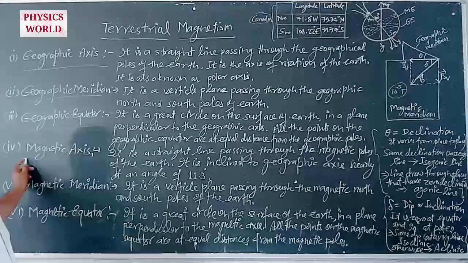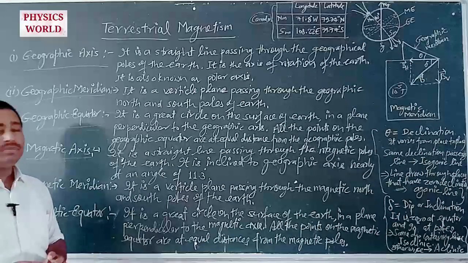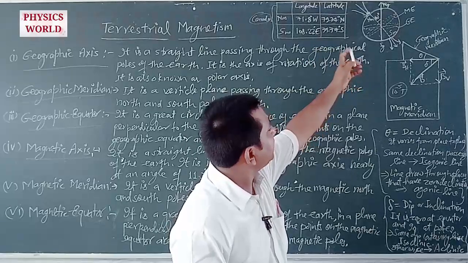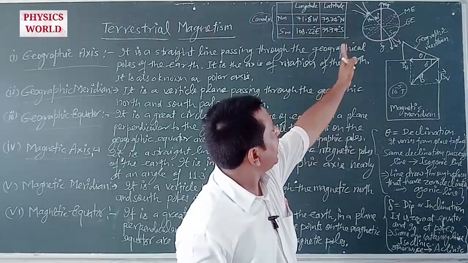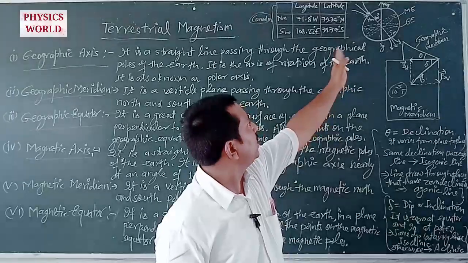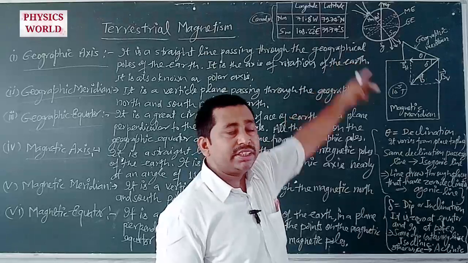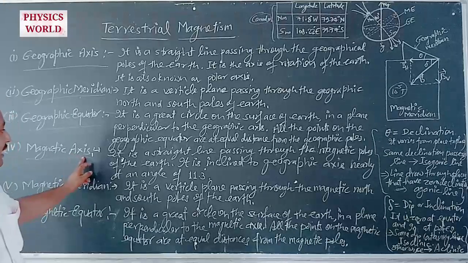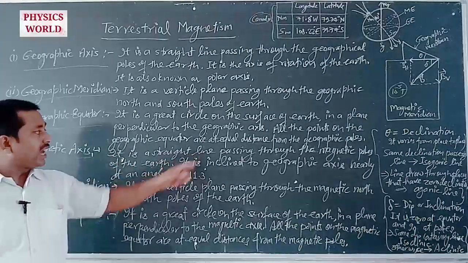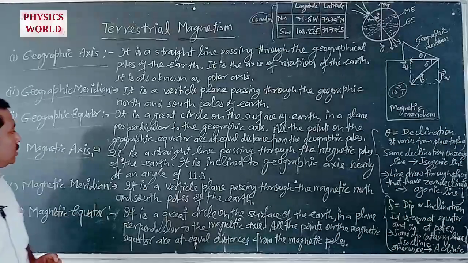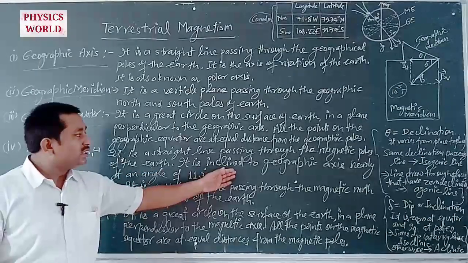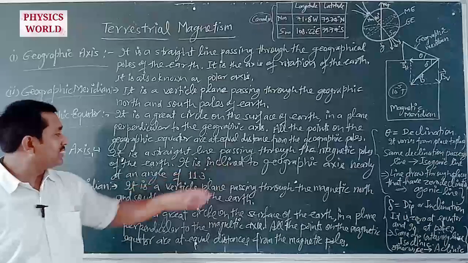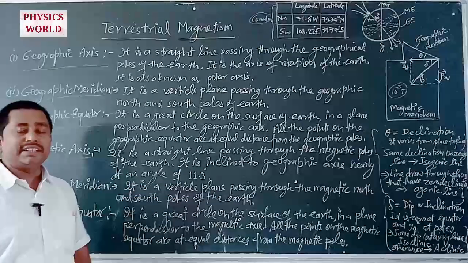Now come to the fourth concept, that is the magnetic axis. You are seeing that the magnetic axis NM and SM makes an angle with the geographic axis, that is the rotating axis of the Earth, equal to 11.3 degrees. If we define the magnetic axis, it is a straight line passing through the magnetic poles of the Earth. It is inclined to the geographic axis at an angle of nearly 11.3 degrees.